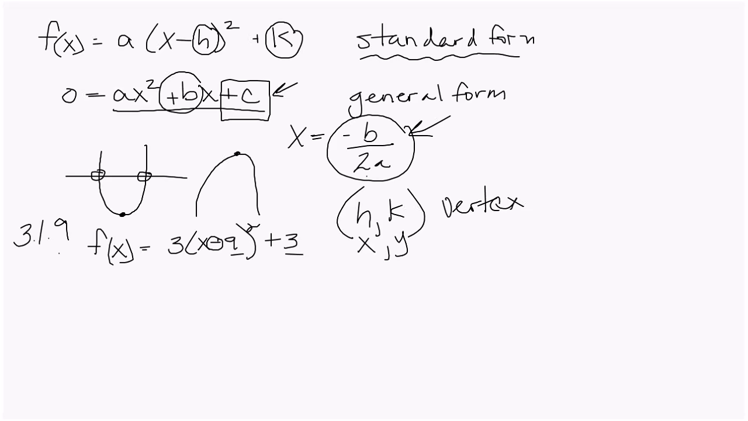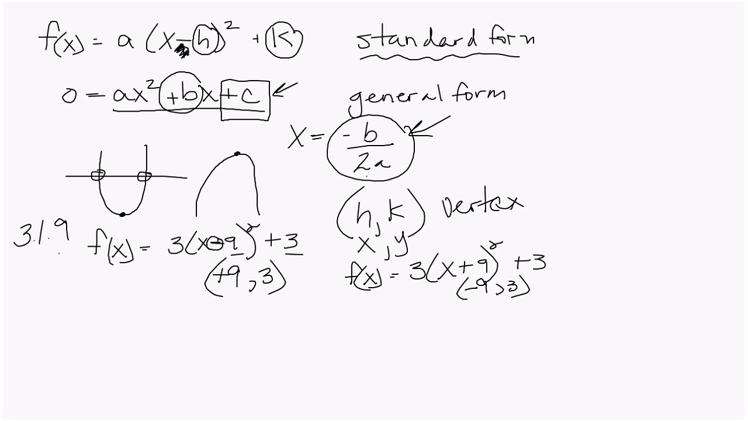So your standard form is always going to have a negative in the equation. No, I shouldn't say that. It doesn't always have a negative, because sometimes it's a positive. But if it's a negative in the equation, it means that your x value is going to become positive, and your vertex for this is going to be positive 9 and positive 3. If the equation was written like this, 3 times (x plus 9) squared plus 3, then the vertex would be negative 9, 3.